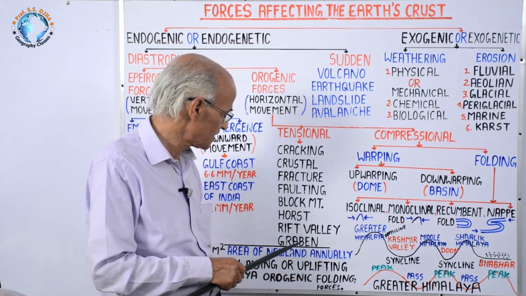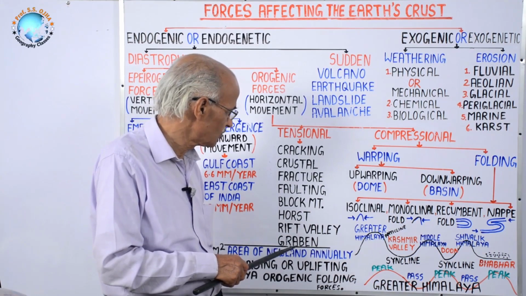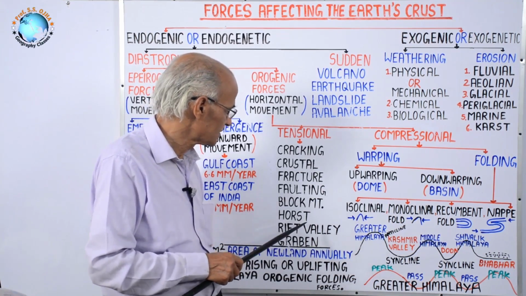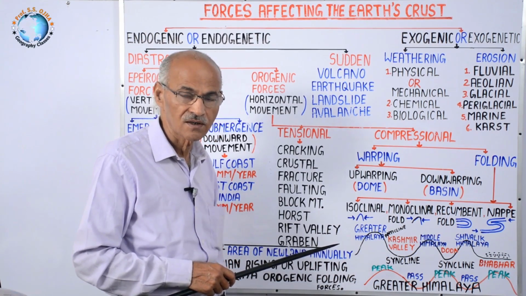This total picture or scenario is called graben. So, these are the result of tensional forces. It means when two parts move apart in opposite directions.